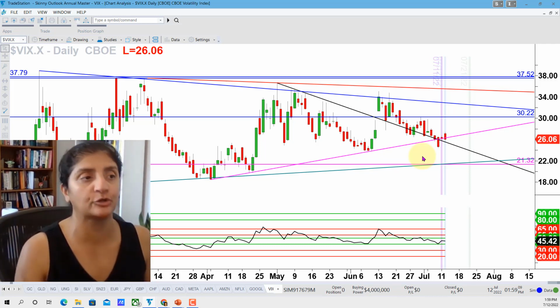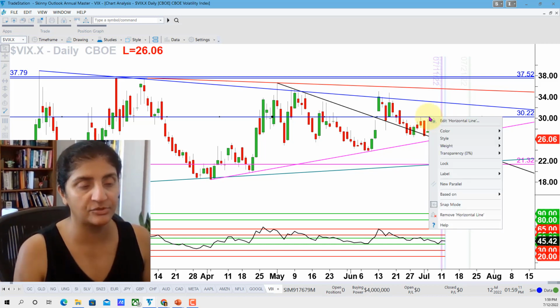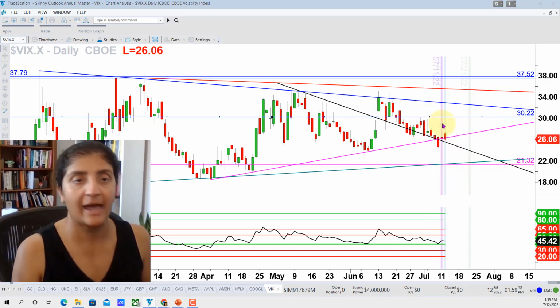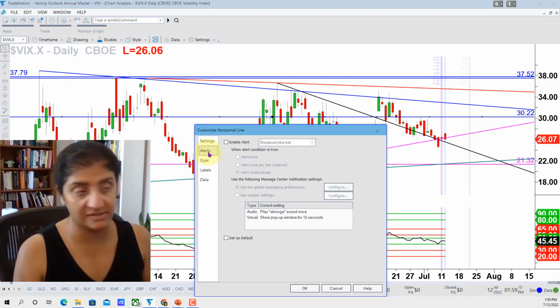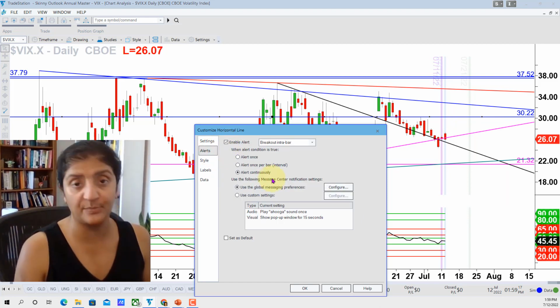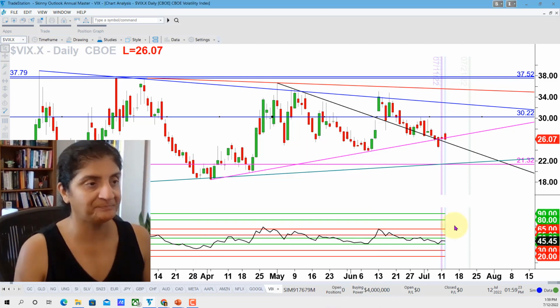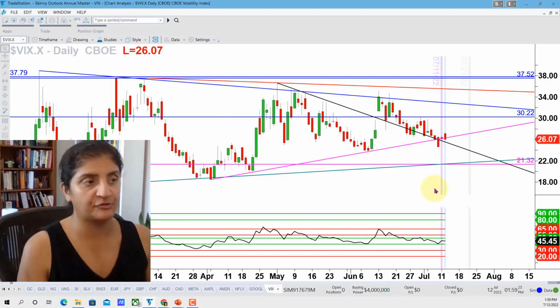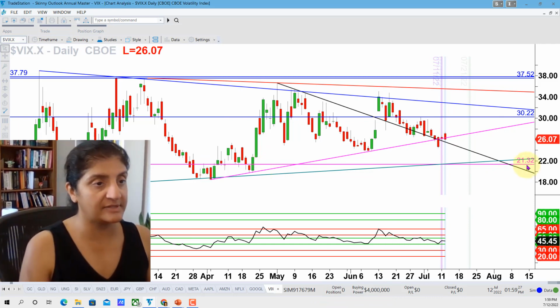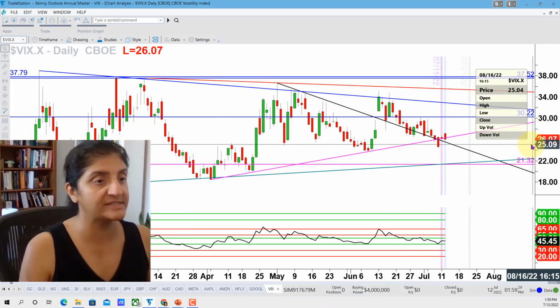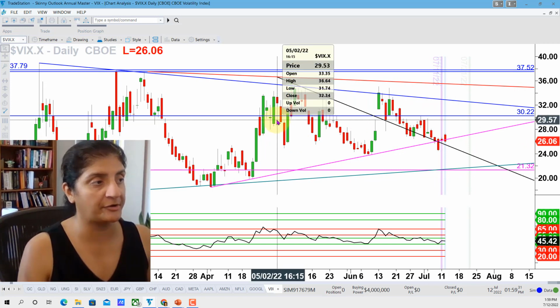So I want to make sure I'm aware of that. You could even put an alert on it. In TradeStation, the way you would do that is right click with your mouse, edit horizontal line, go to alerts, hit enable alert, and then depending on how vigorous you want the alerts to be, alert once or alert continuously and more. Now on the flip side for support, yes, this support down here at 21.32 is still important and still something we'll monitor.